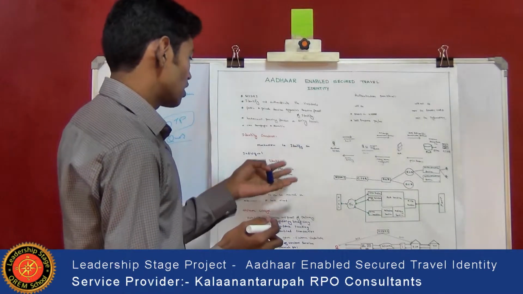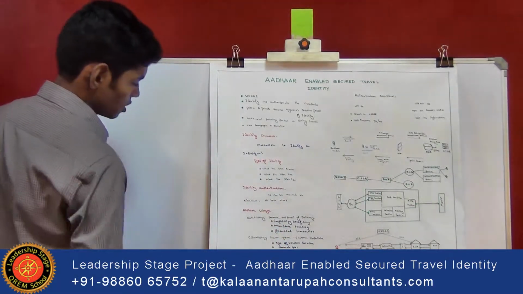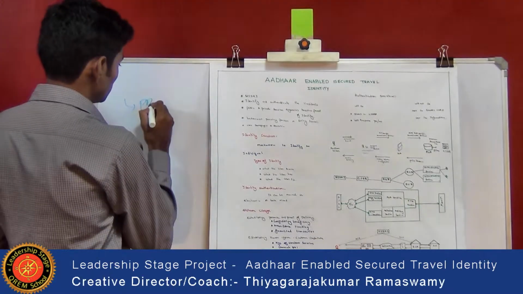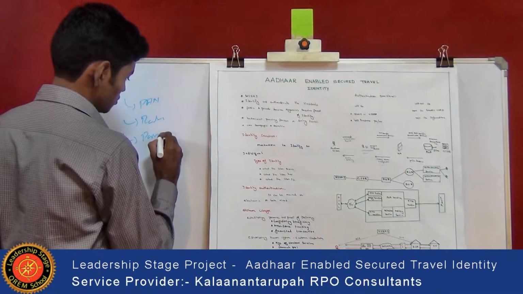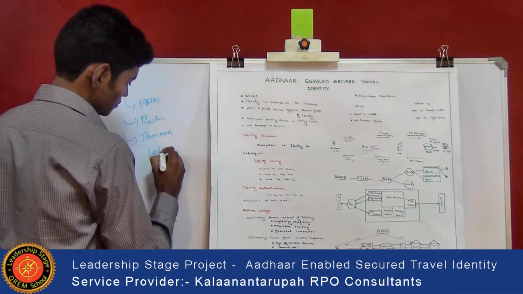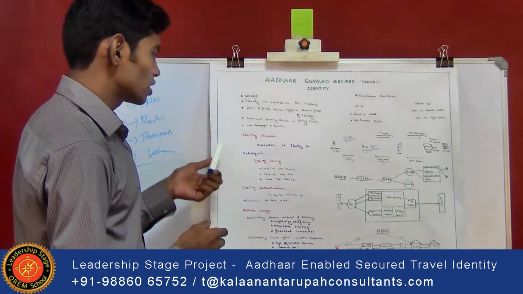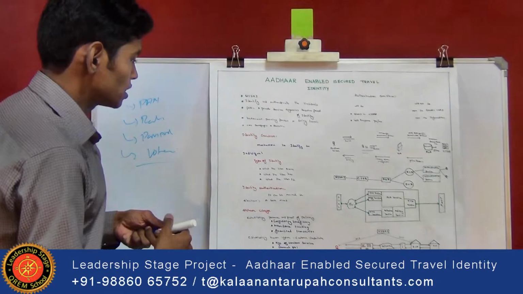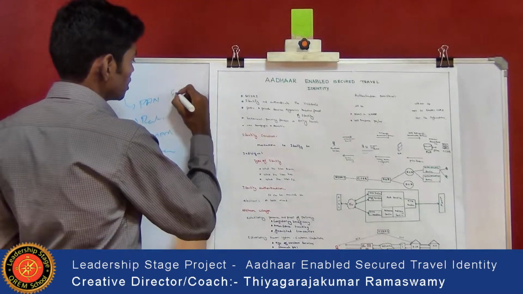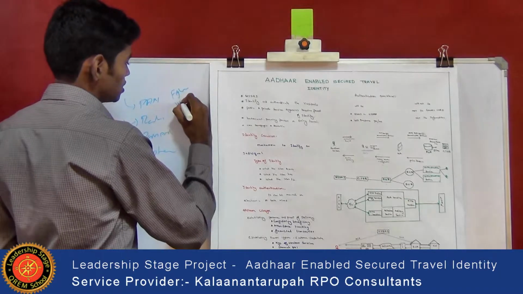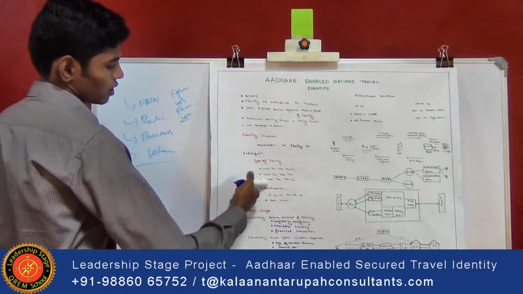Then what the user has. What are the things the user has? PAN card, ration card, passport, voter ID. These are things the user has. Then what the user is. This is the user's own. Every person has different fingerprint and iris, face and voice. These are the things that the user is.